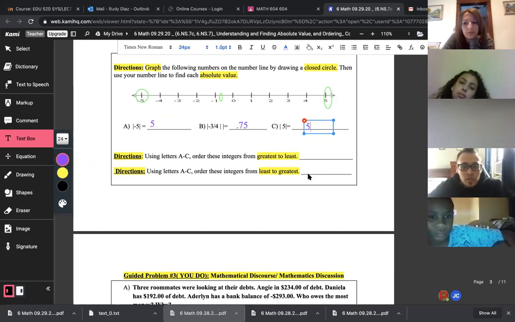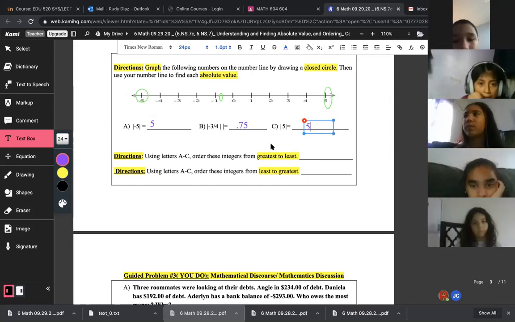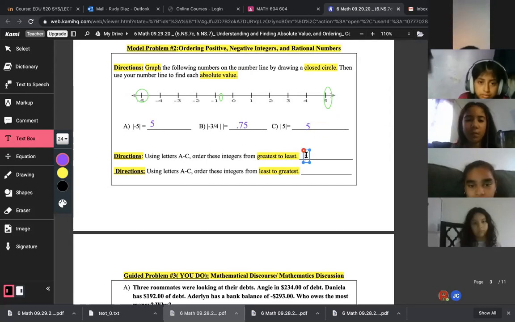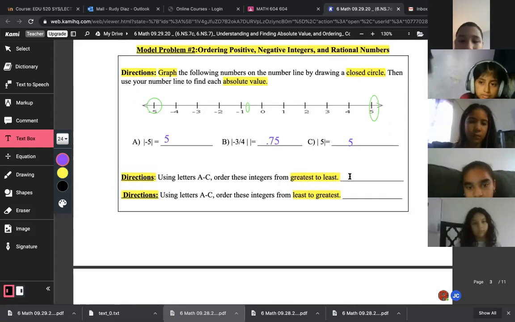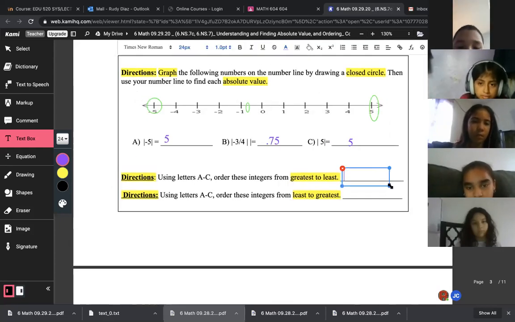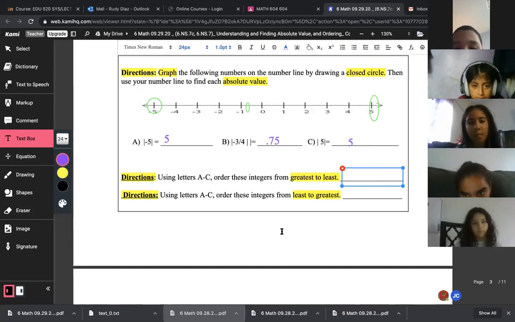So now that that makes sense to everyone, the next person on my list is going to be Justin. Justin, using letters A through C right above, I would like you to label them from greatest to least. Go. Can you put the words bigger, please? Yeah. Is that good? Yeah, that's good. So greatest to least. 5 is greatest. So you said 5. Think about that. Greatest to least.